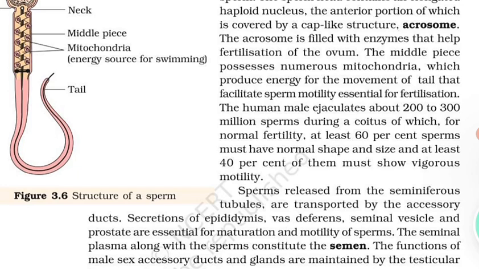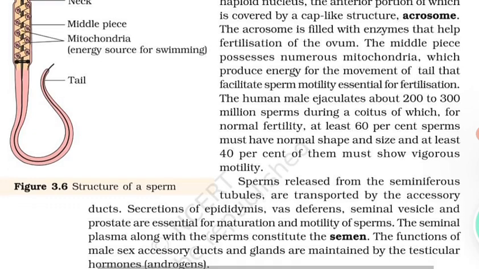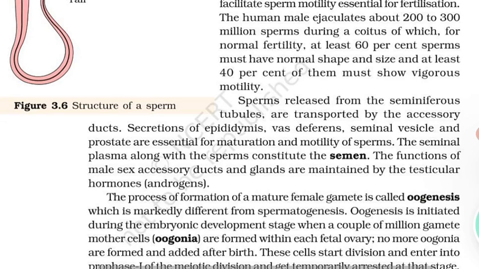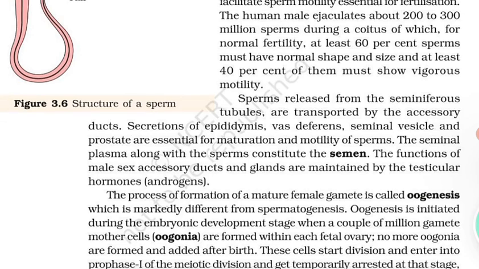Each primary oocyte then gets surrounded by a layer of granulosa cells and is called the primary follicle. Clear? Okay, let's move ahead.